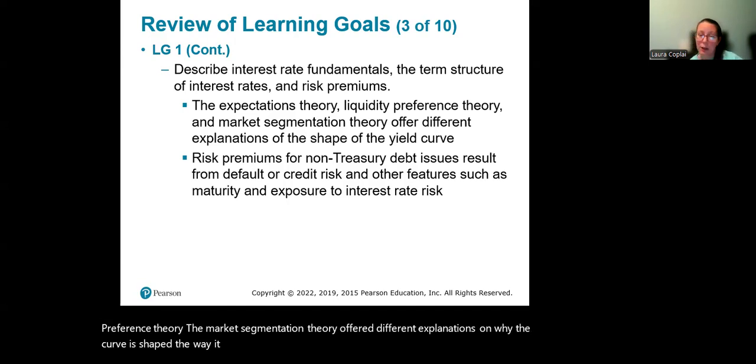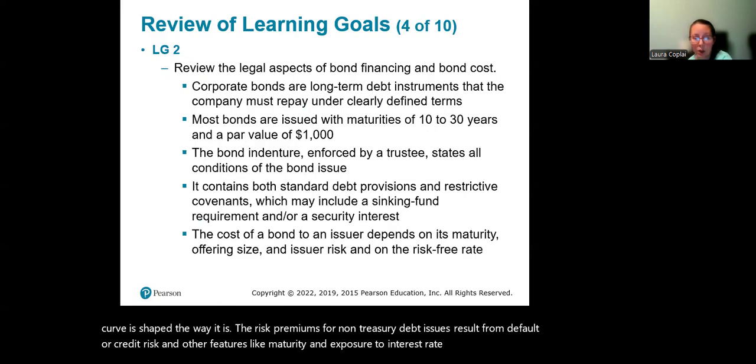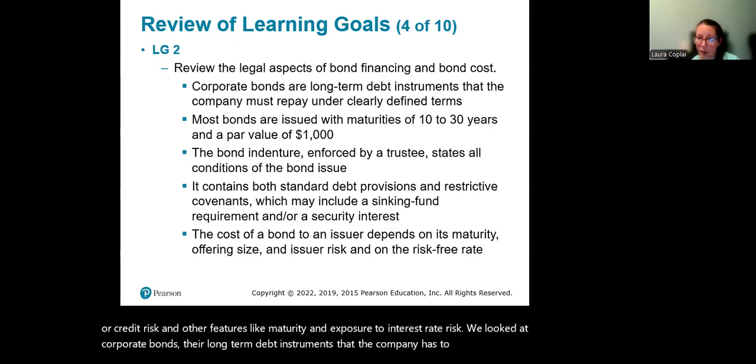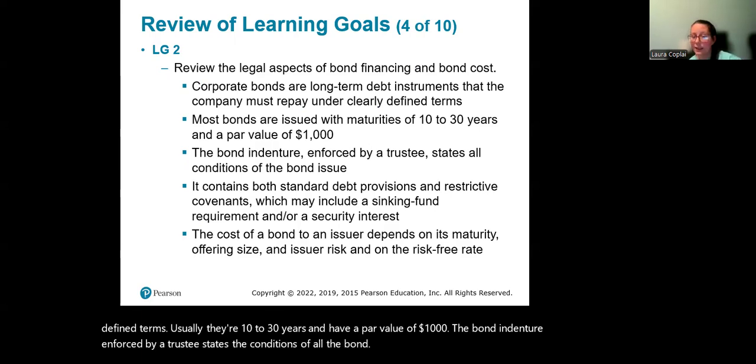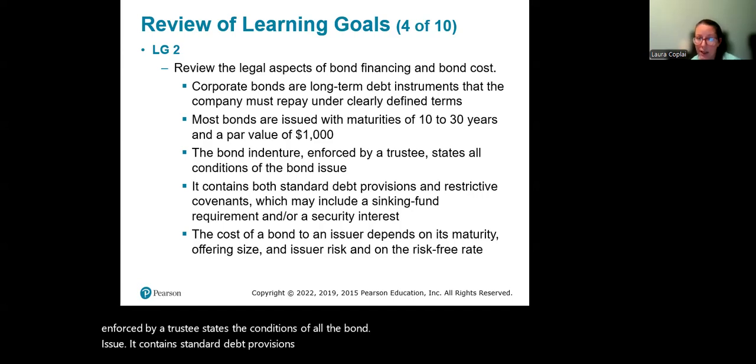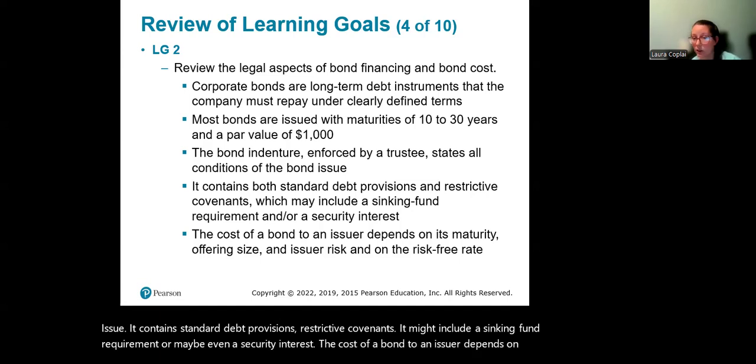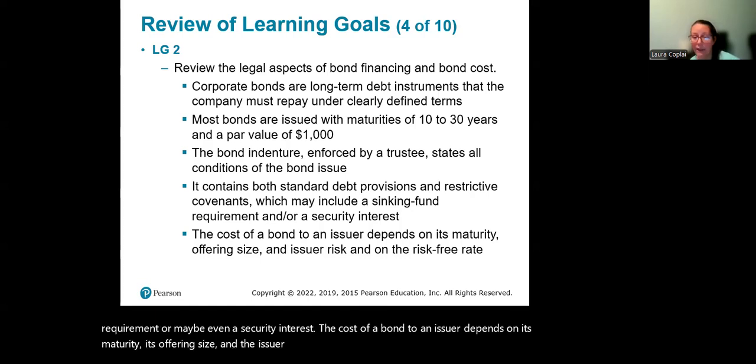The risk premiums for non-treasury debt issues result from default or credit risk and other features like maturity and exposure to interest rate risk. We looked at corporate bonds. They're long-term debt instruments that the company has to repay under clearly defined terms. Usually they're 10 to 30 years and have a par value of $1,000. The bond indenture, enforced by a trustee, states the conditions of the whole bond issue. It contains standard debt provisions and restrictive covenants. It might include a sinking fund requirement or maybe even a security interest. The cost of a bond to an issuer depends on its maturity, its offering size, the issuer risk, and the risk-free rate.